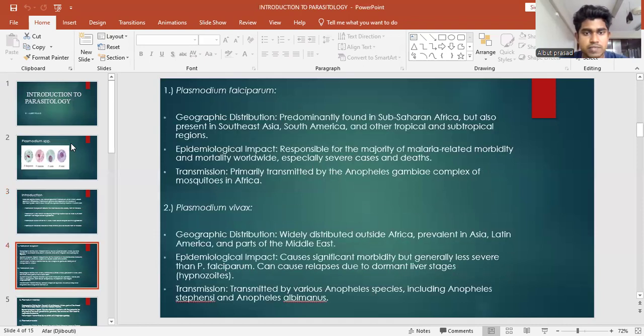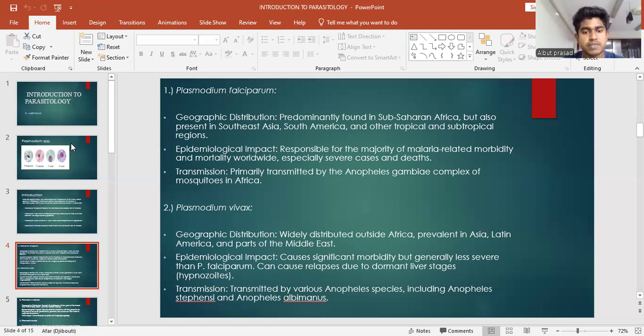Let's look at each of them. So Plasmodium falciparum is predominantly found in sub-Saharan Africa, but also present in Southeast Asia, South America, and other tropical and subtropical regions. They are responsible for the majority of the malaria-related issues worldwide, which leads to severe cases of deaths. They are transmitted by the Anopheles gambiae, a complex of mosquitoes which is found in Africa.